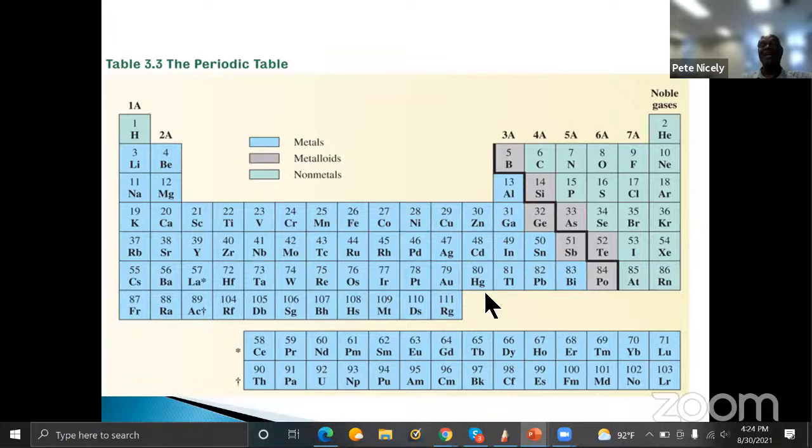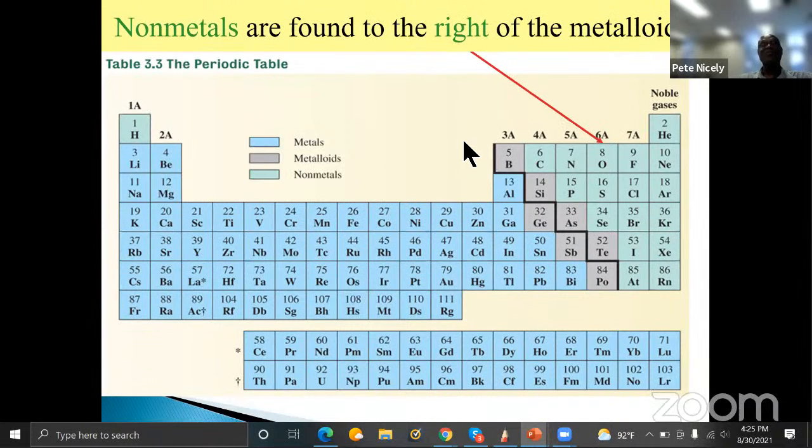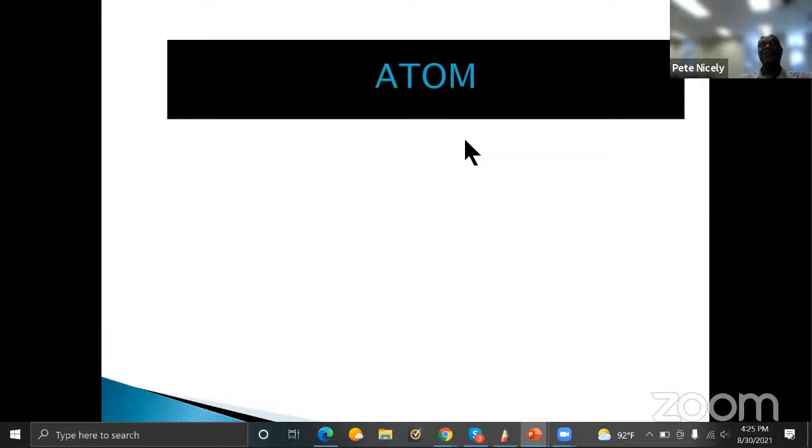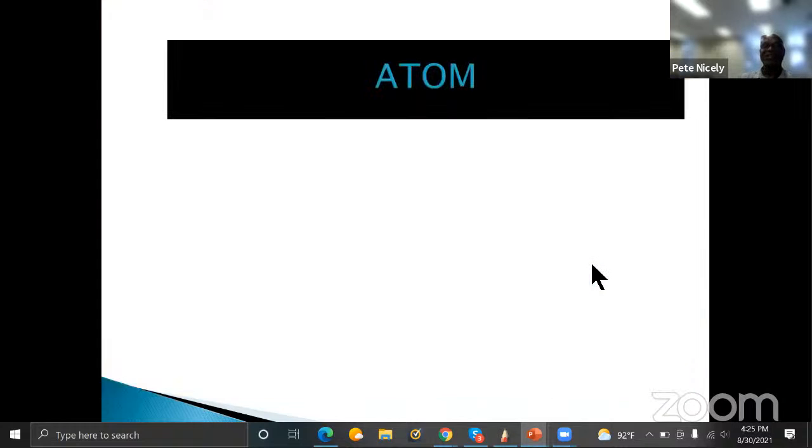So this is one way of categorizing the different elements, but there are other ways as well, which we'll get into later on. So as stated before, the metals are to the left of the periodic table, and the nonmetals are to the right. And of course, we have the metalloids, as I said before, which are directly on one side or the other of the line, which I pointed out here.